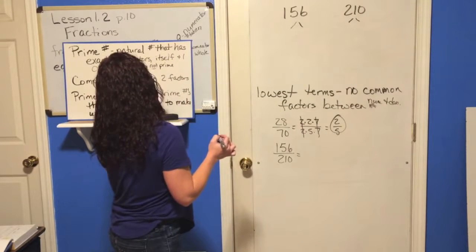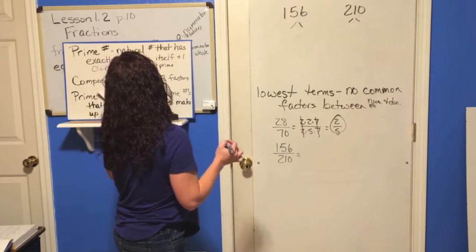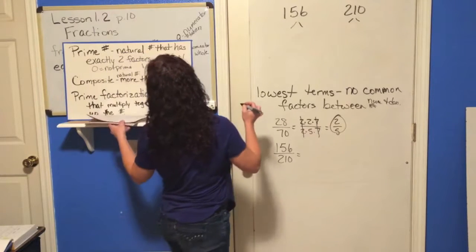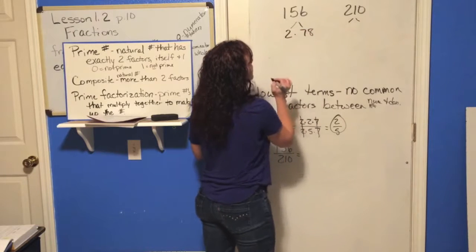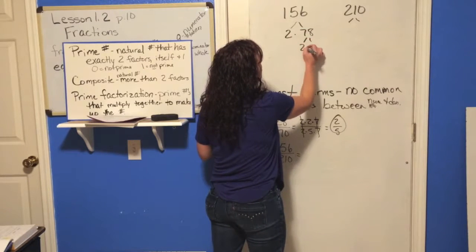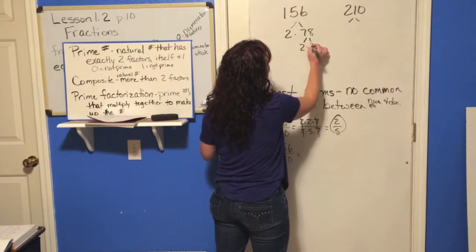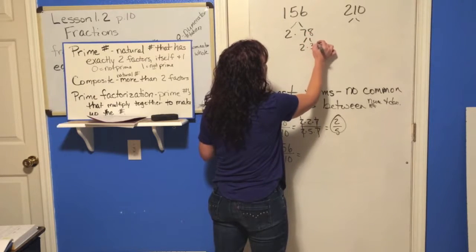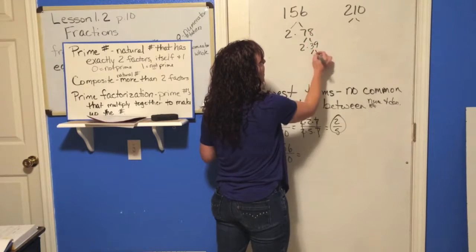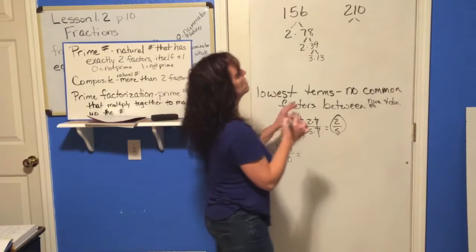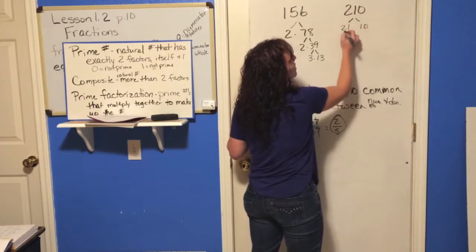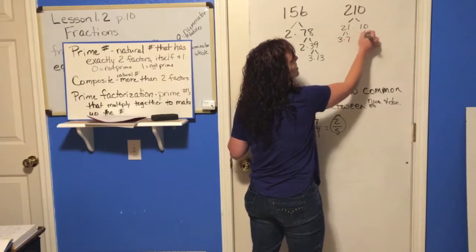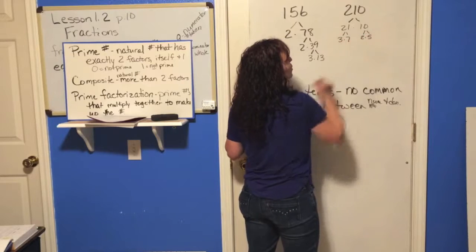156 divides down into, let's see, we can go 2 times 78. And then 78 is divisible by 2 also. What is that? 3 and 3 is 6, is 18, 9. 39, and 39 is 3 times 13. Whew, weird numbers. That's okay. 210 is 21 times 10. 21 is 3 times 7. 10 is 2 times 5, and those are all prime.